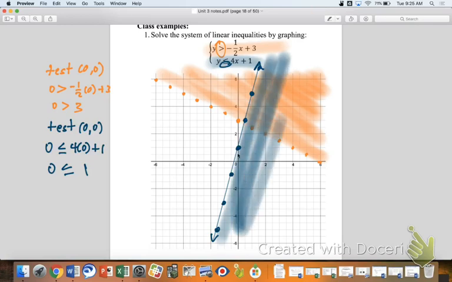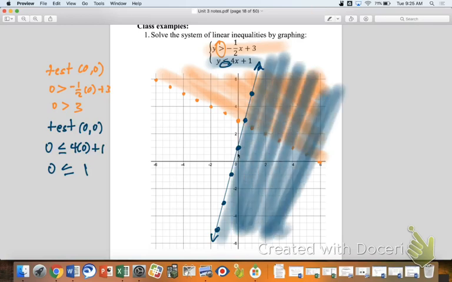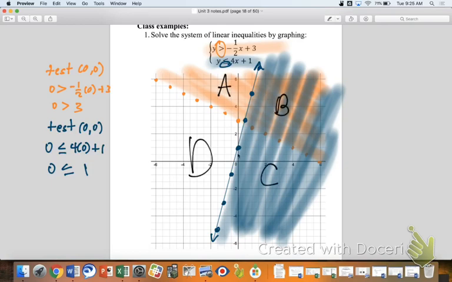And this is where we get our answer from. So the answer for our system is always going to be on a graph, and it will be where the two shadings overlap each other. So do you guys see how there is a region where the shadings overlap? Yes. I'll label them for you. So let's say I've got region A, B, C, and D, which one is my answer region? B is my answer region because that's where the shadings overlap each other.